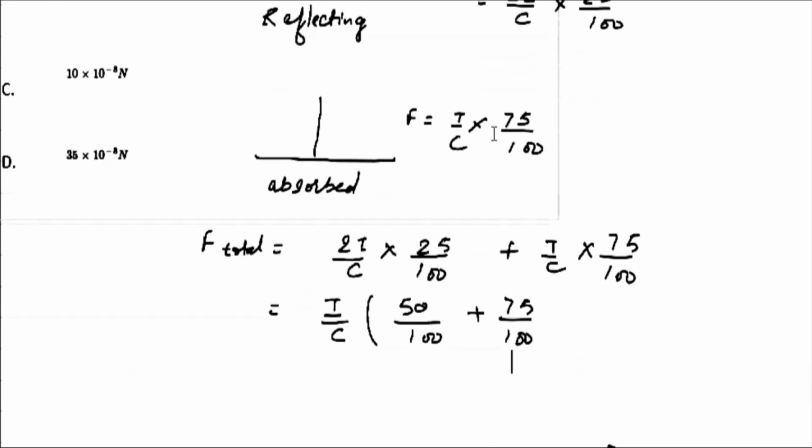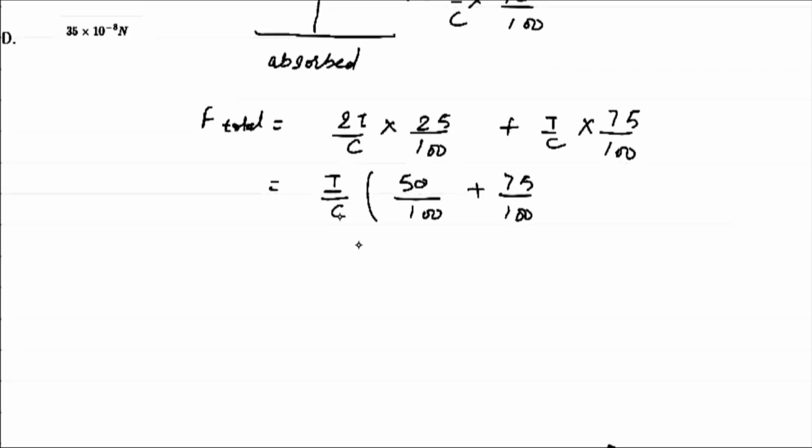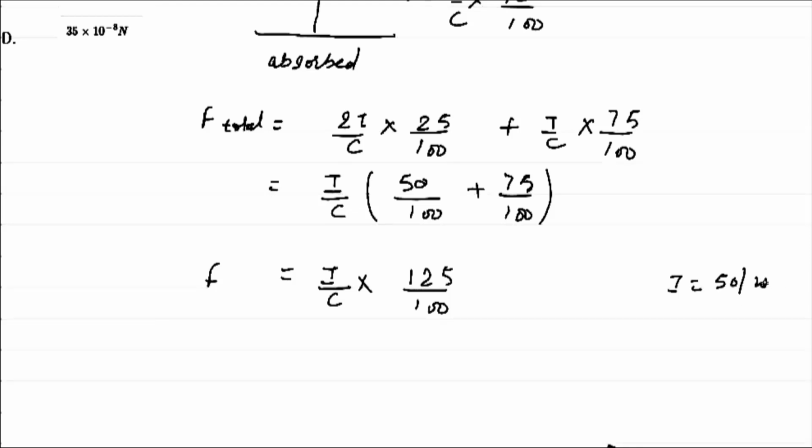Now on further calculation, 75 plus 50 is 125, I by C into 125 by 100, and intensity is given, I is 50 watt per meter square, and speed of light is also given. See, the speed of light is 3 into 10 to power 8 meter per second.